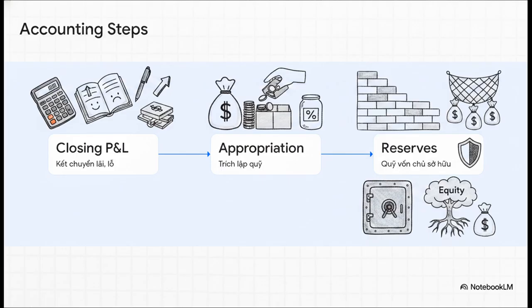And this action builds step 3, equity reserves. Let's say it. Equity reserves. These are the crucial safety net funds held directly within the owner's equity.